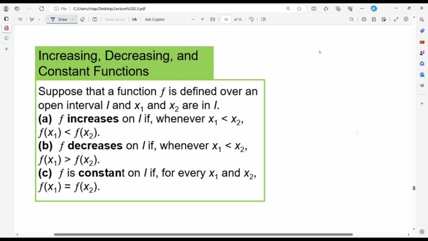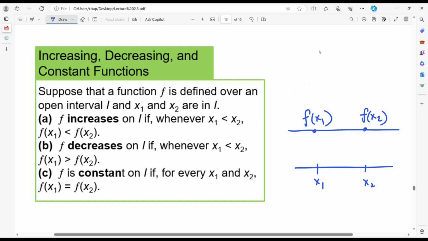Part C, f is a constant function on I if for every x sub 1 and x sub 2, we have f of x sub 1 equals f of x sub 2. This one's the easiest one to understand. Essentially, we're saying that at x sub 1 and x sub 2, the function has exactly the same height. It's constant. The height does not change.